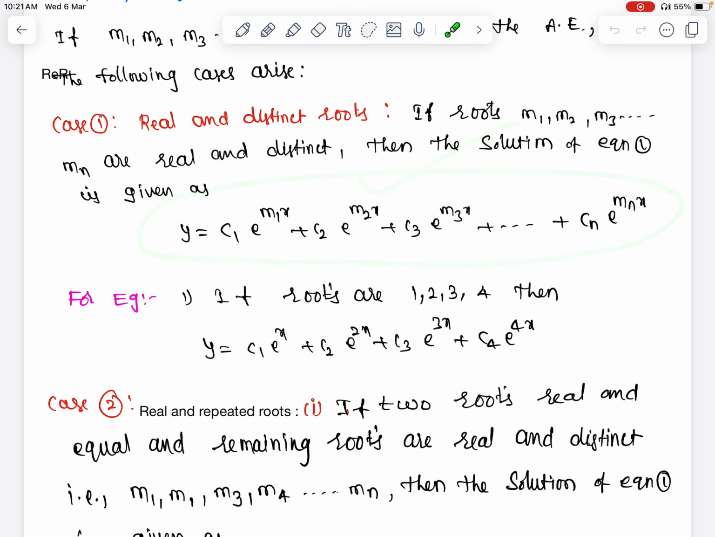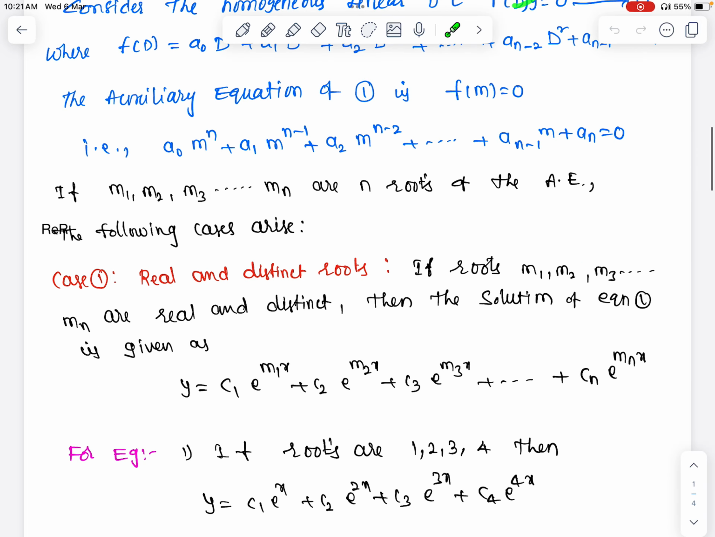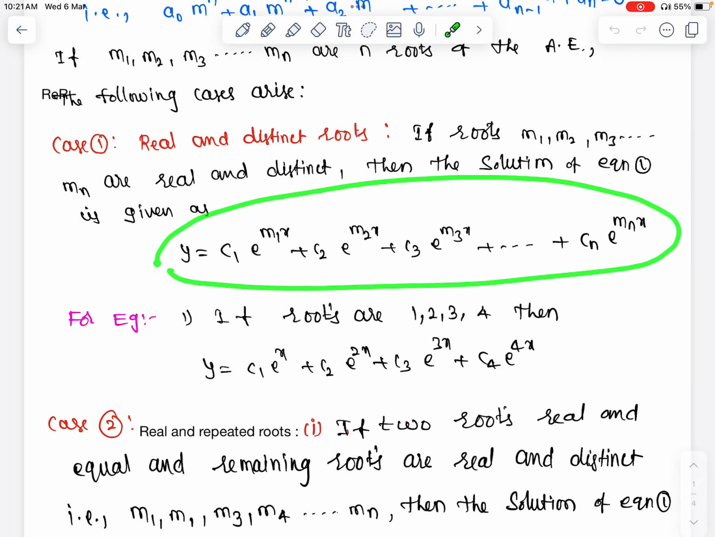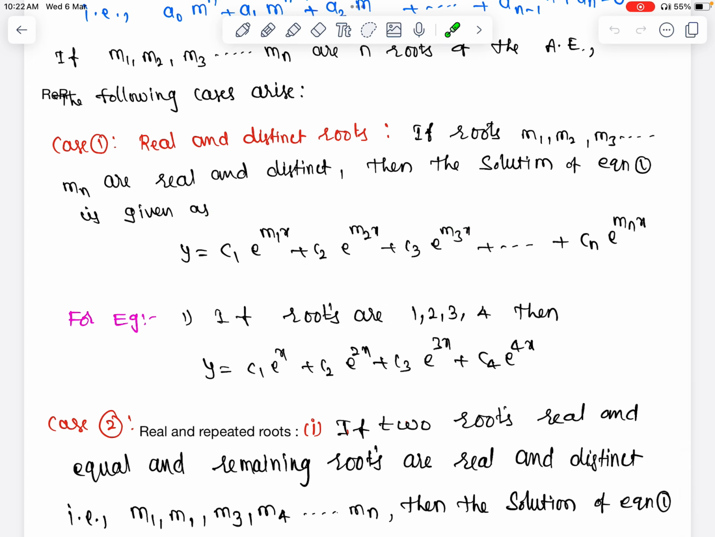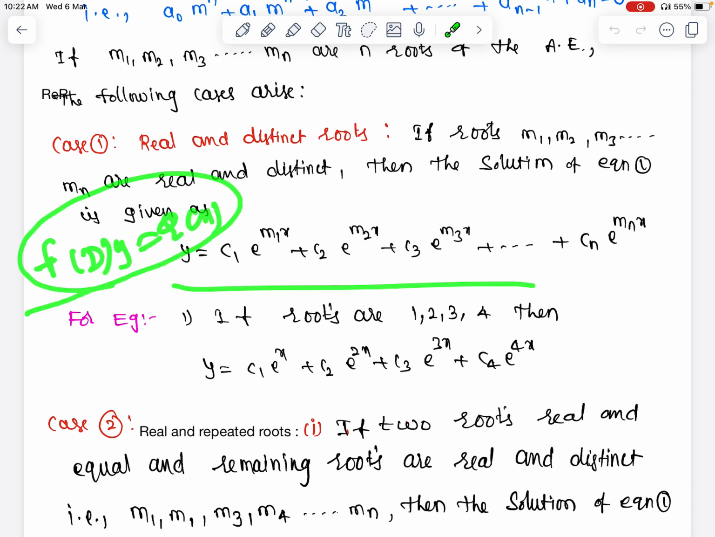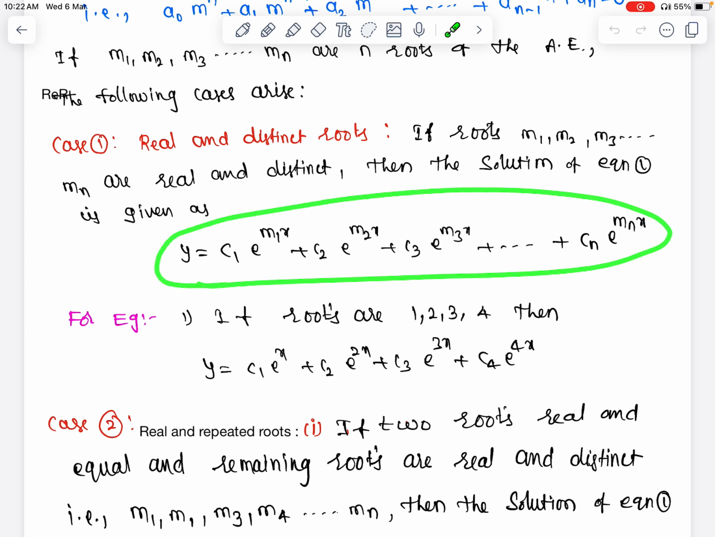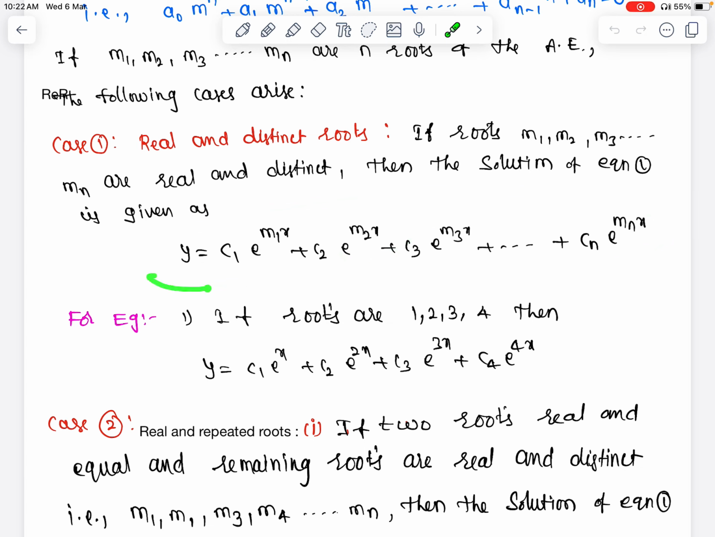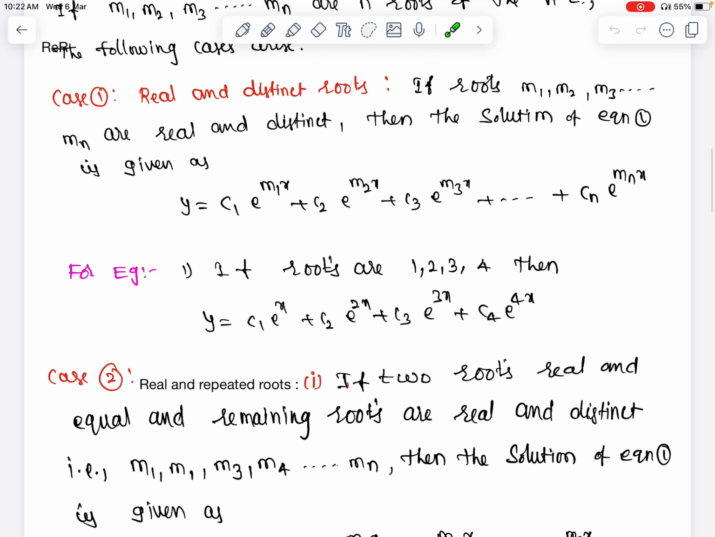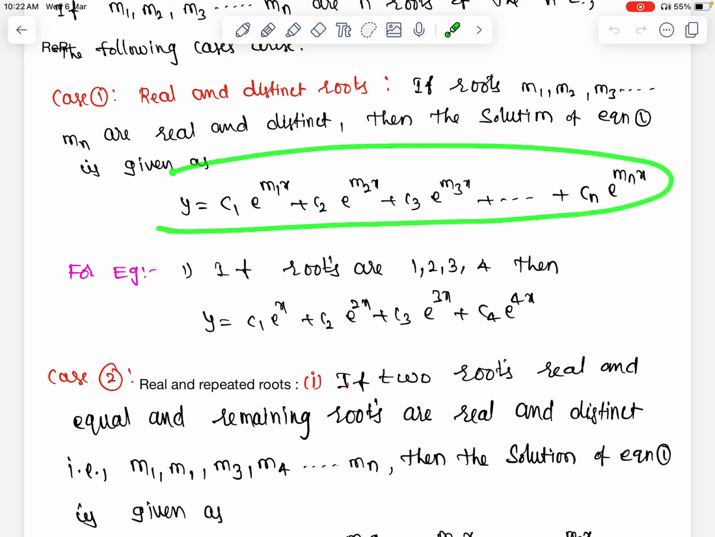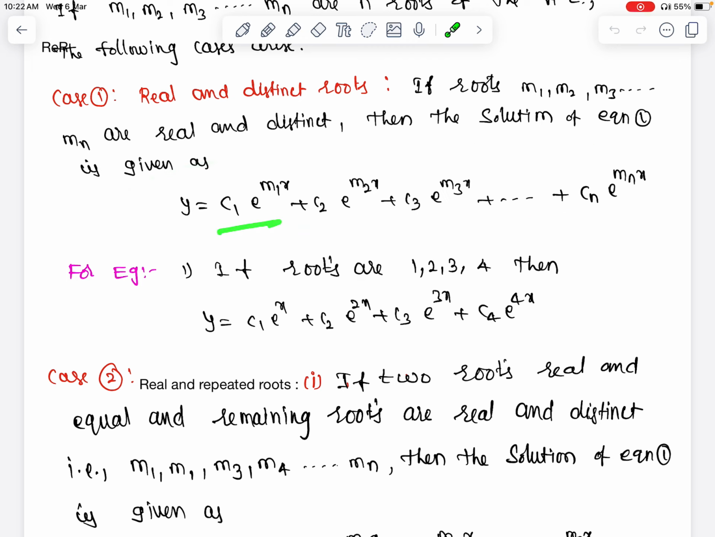It is said to be the general solution of a homogeneous differential equation, or, if non-homogeneous, it is the complementary function. Non-homogeneous means the equation is of the form f(D) y = Q(x). For this you get two solutions. The first is the complementary function. Next, for the part equal to Q(x), how to find the solution we can discuss later. This is the general solution when the roots are real and distinct.